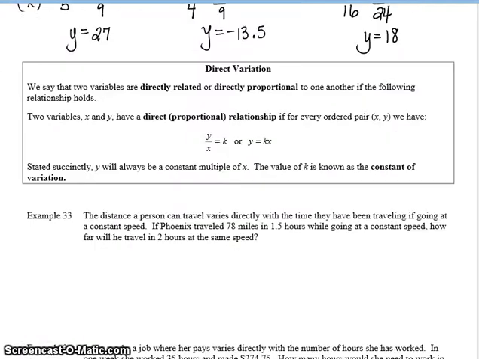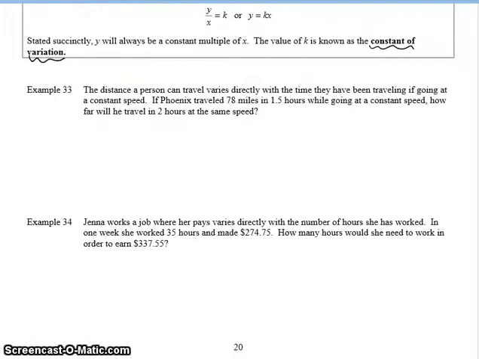Alright, so direct variation. We say that two variables are directly related or directly proportional to one another if the following relationship holds. It's any y over x equal to k, and k is always the constant. Okay, that's the constant of variation. So by taking your y value and dividing it by your x, that is the constant of variation. Sometimes the questions will have you find that. All right, these next couple examples, set up a proportion and cross multiply.